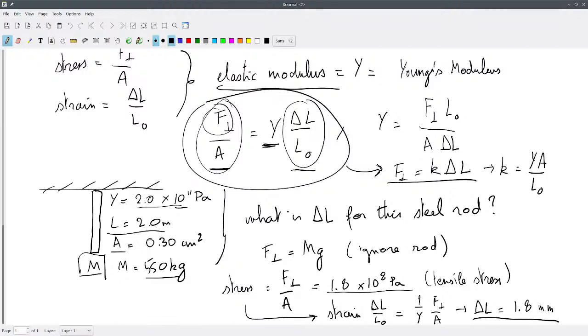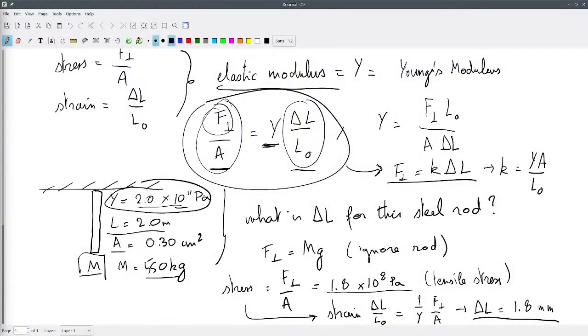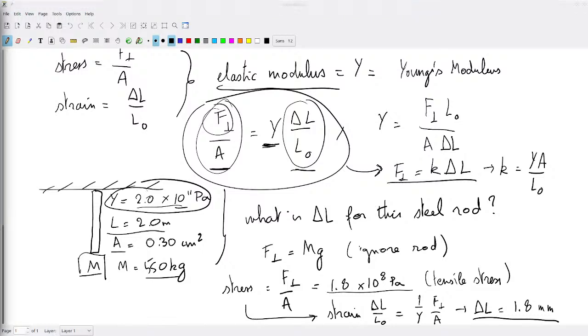So what we're doing here is essentially treating this system as a spring, except a spring with a very high spring constant, which means it is not very springy, right? It's not easy to deform this object. And this is, of course, something that we can apply in many different cases, right?